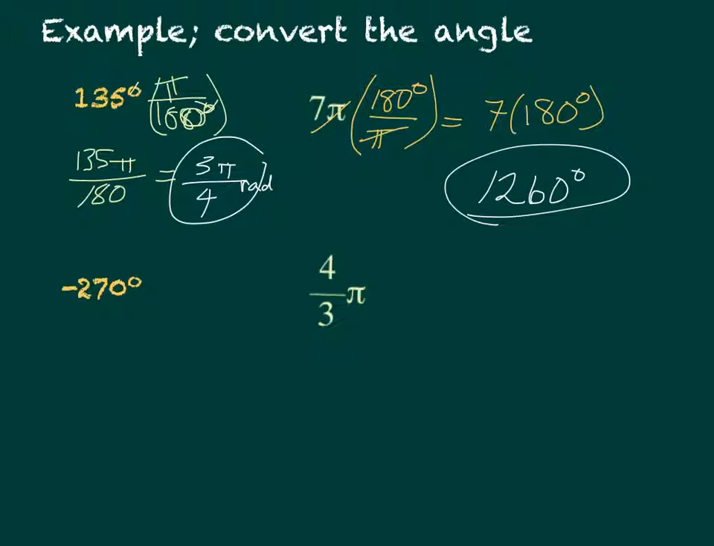So the next one, we have negative 270 degrees. If you multiply by pi over 180, then you would get negative 3 pi over 2.